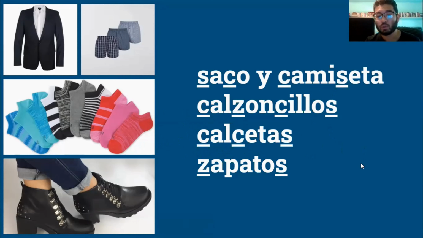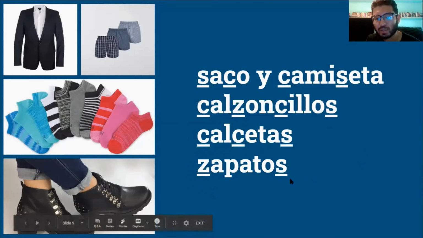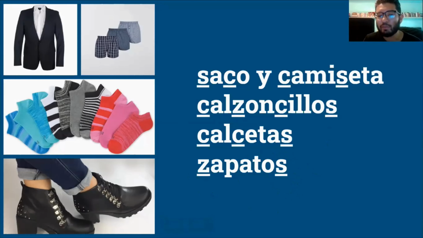And zapatos, no? Zapatos. The pronunciation of this initial Z and ending S is the same. We don't have to really make a different sound because they have the same sound in Spanish. Zapatos, calcetas, calzoncillos, saco y camiseta. No.